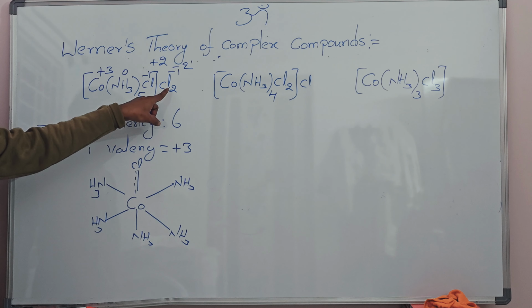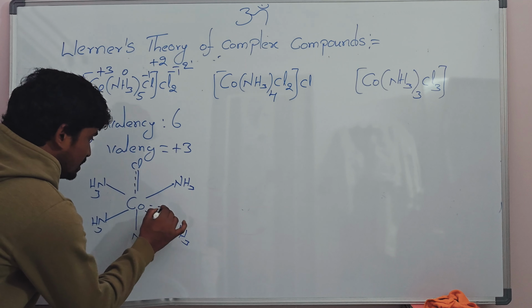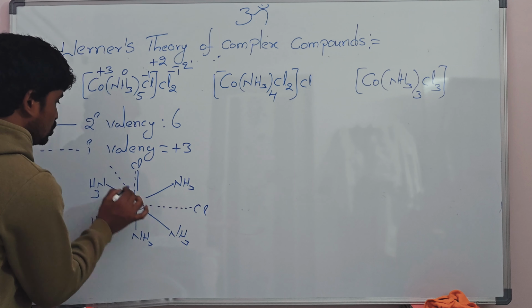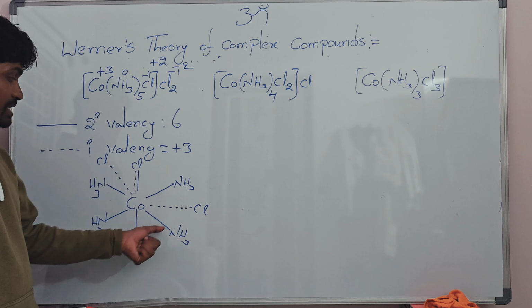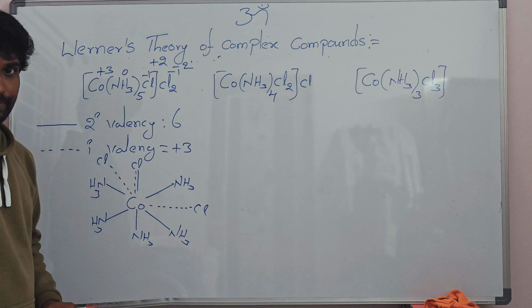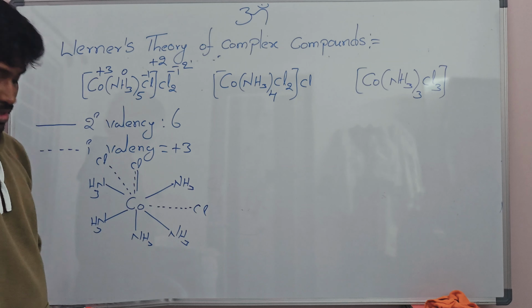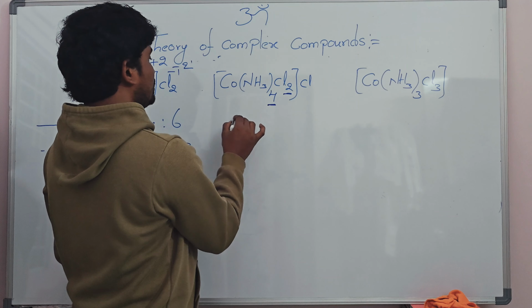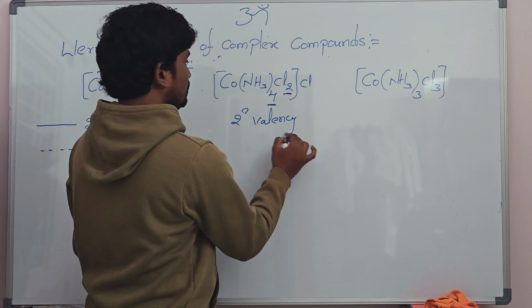How many Cls are present outside? Two Cls are present. The two Cls can be represented anywhere like this. There is no specific position for the primary valency, but the secondary valency has specific positions around the central metal atom. Next, this complex: the number of ligands inside is 6, so the secondary valency is 6.